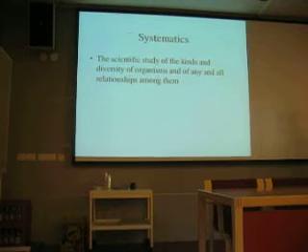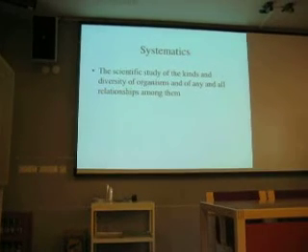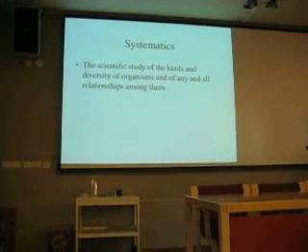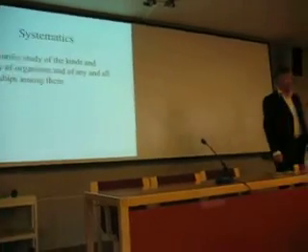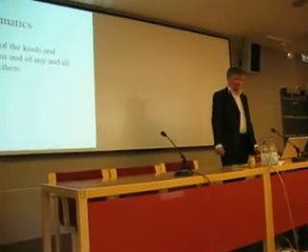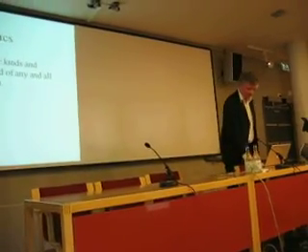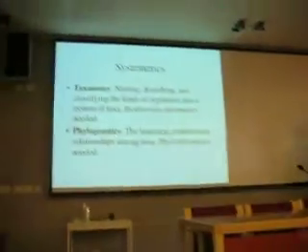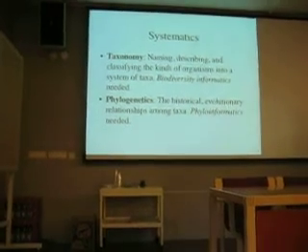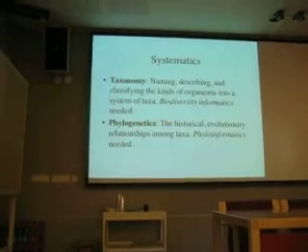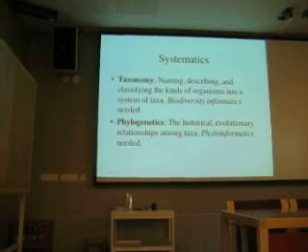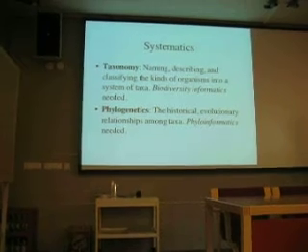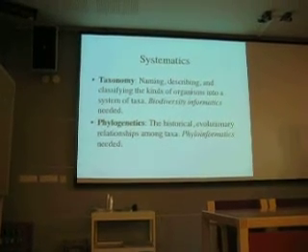And systematics you can define as the scientific study of the kinds and diversity of organisms and of any and all relationships. So that's quite a broad definition. But you can also say that there are some major components that make up systematics. And those are taxonomy, which is naming, describing and classifying organisms into a system of taxa.